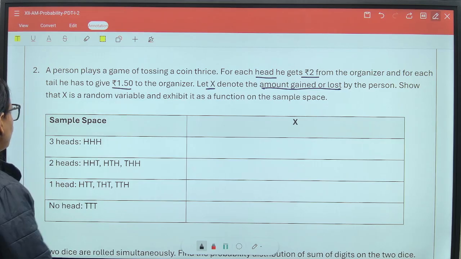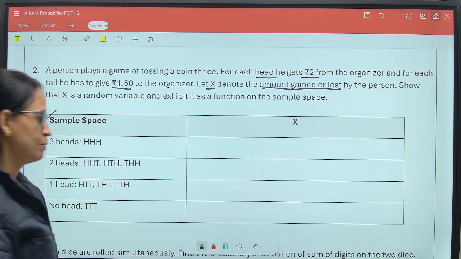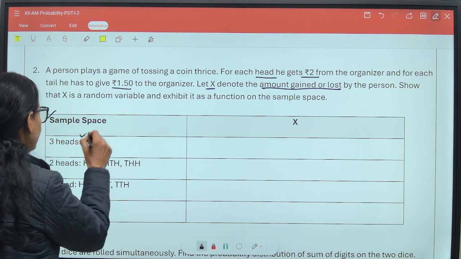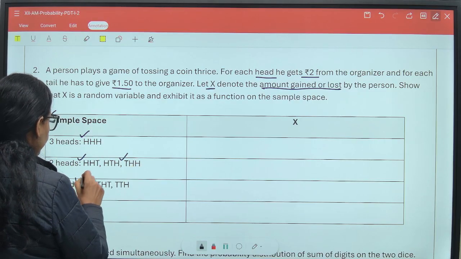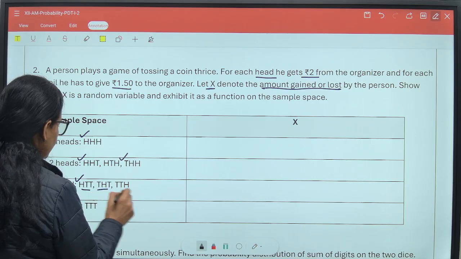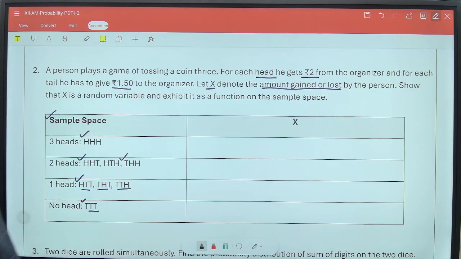Now again here, what is the sample space? First get into the habit of writing what is the sample space. So the sample space could be HHH, HHT, HTH, THH, then HTT, THT, TTH, and last no head, that means all tails. So these are the possible outcomes in the sample space.